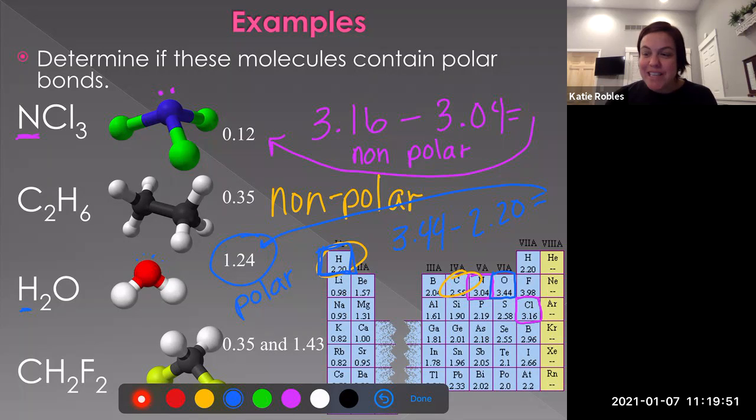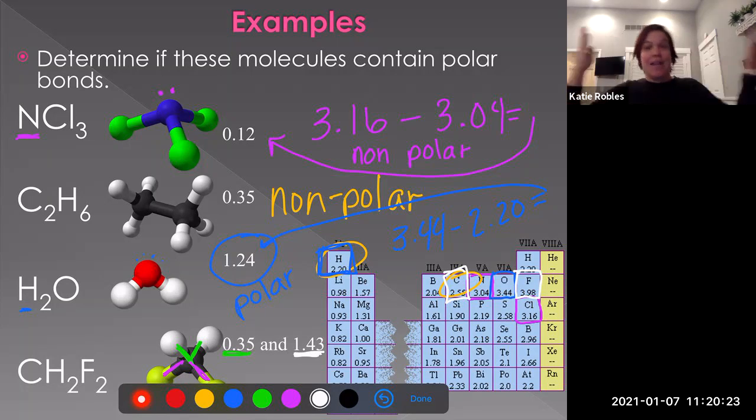CH2F2, you can see there that it has non-polar bonds with the C's and the H's. That's fine. We know these are non-polar. We've talked about it before. That's that 0.35. But then if you were to do the math on the C's and the F's, the C would have the 2.55 and the F has the 3.98, which gives it a difference of 1.43. So it has 2 polar bonds and 2 non-polar bonds. And guess what? The whole molecule is non-polar, right?